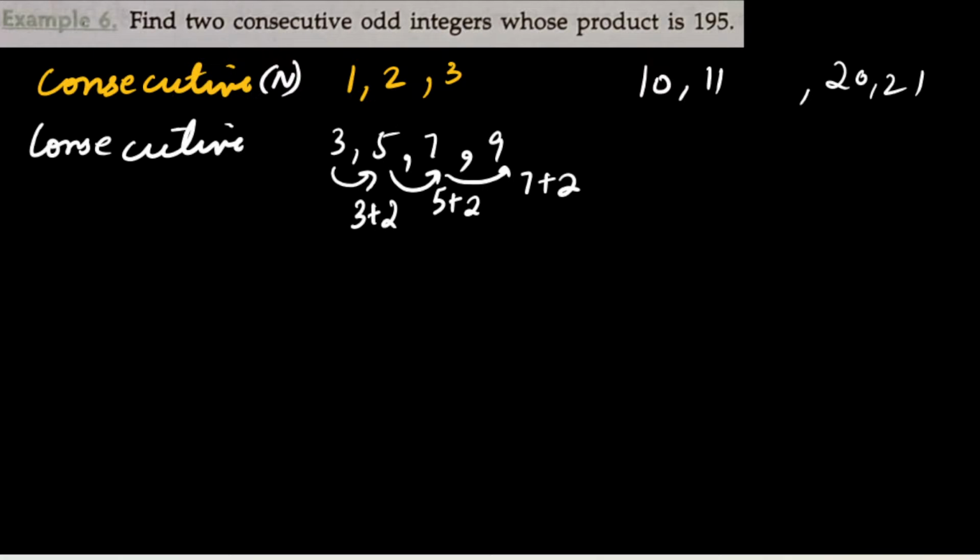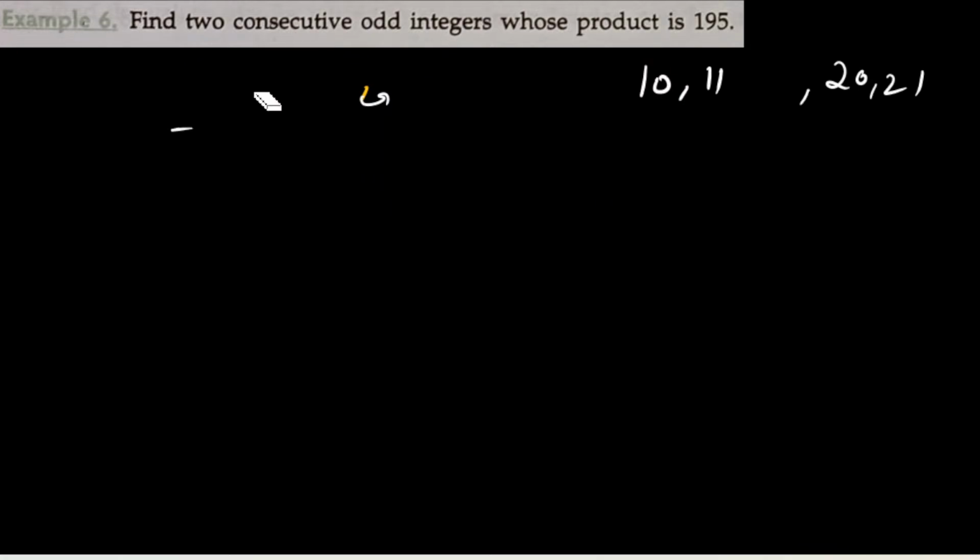This is specially for odd integers, because in the question it says odd integers. If it is normal consecutive, then we can simply assume x plus 1 like that, because we have to do 1 plus 1. But in case of odd, how will we assume? In case of odd numbers, 2 is getting added. So that's why we will assume the numbers that way only, x and x plus 2, because two consecutive numbers are there.